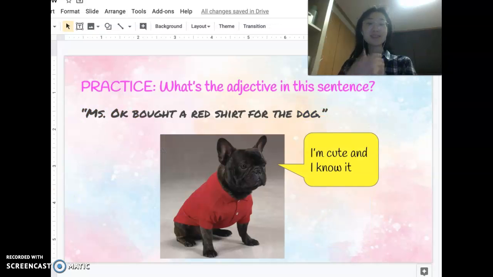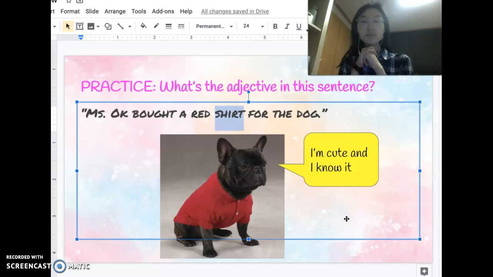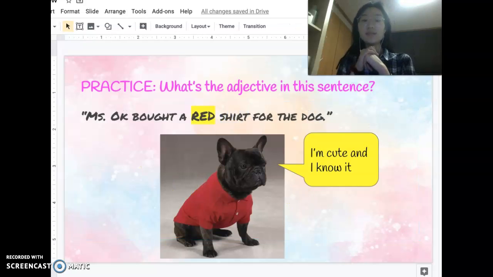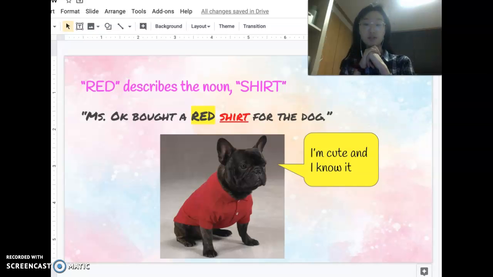So, first practice. What is the adjective in this sentence? Miss Oak bought a red shirt for the dog. Now, I know that in class we talked about all the demonstratives as well, such as this, that, the, and the articles like and, but in this case, I just want you to look at the adjective that describes the noun shirt. So what is the adjective here that describes shirt? If you said red, you are correct. Red is the adjective here because it is describing shirt.